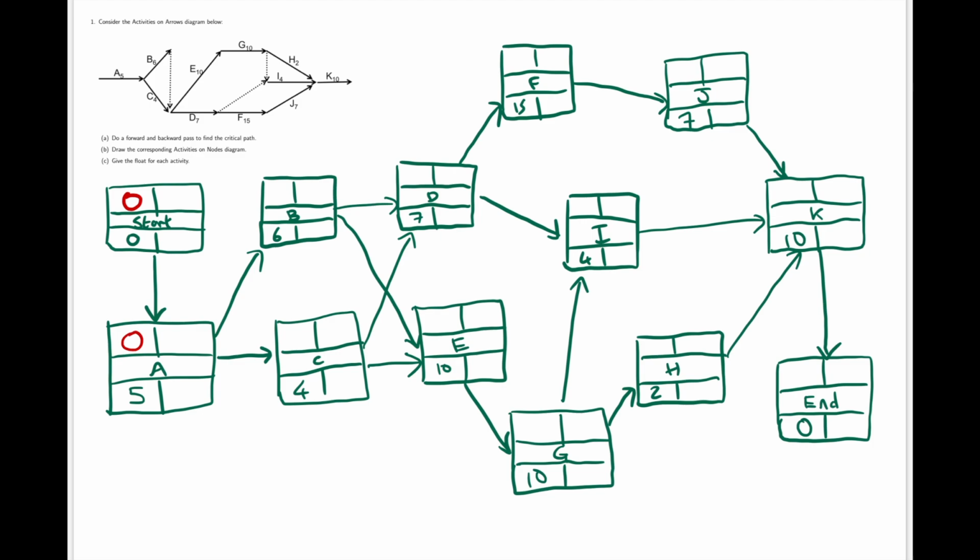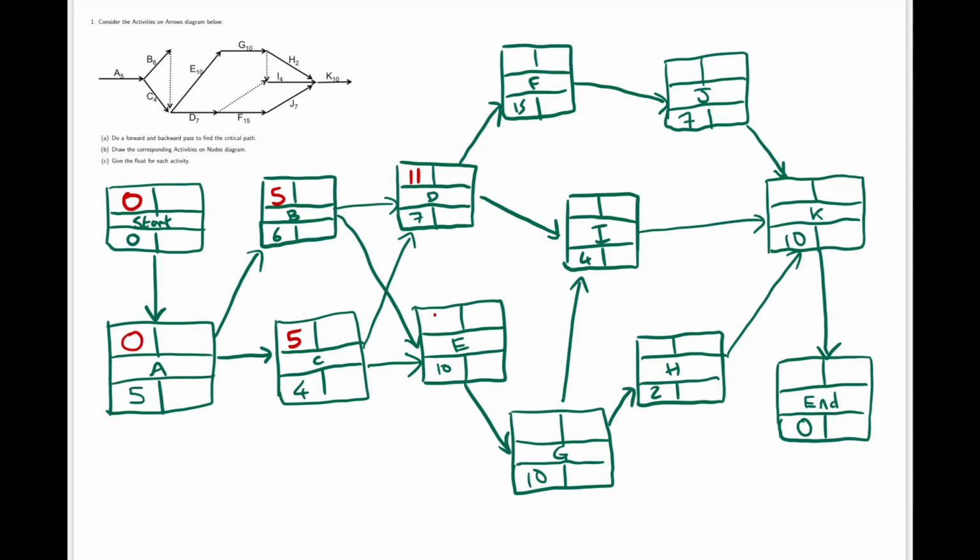The earliest time we can start B is going to be after A is complete, 0 plus 5. Similarly for C. The earliest time we can start D, we need both B and C to finish. The earliest time B can finish is 5 plus 6. The earliest time C can finish is 5 plus 4. We need them both to finish, so the earliest time will be 11, 5 plus 6.